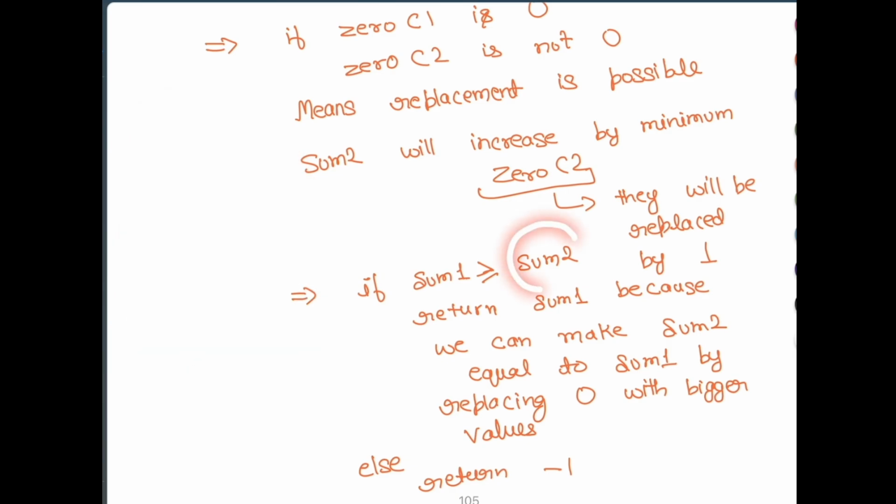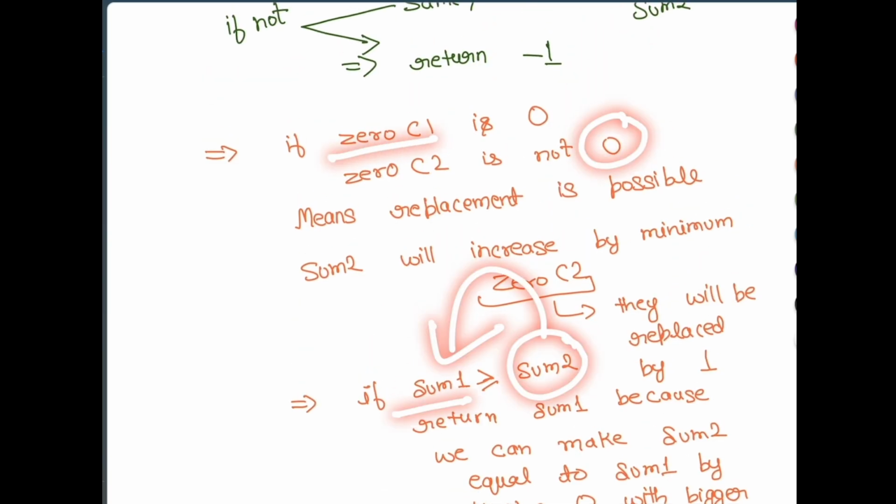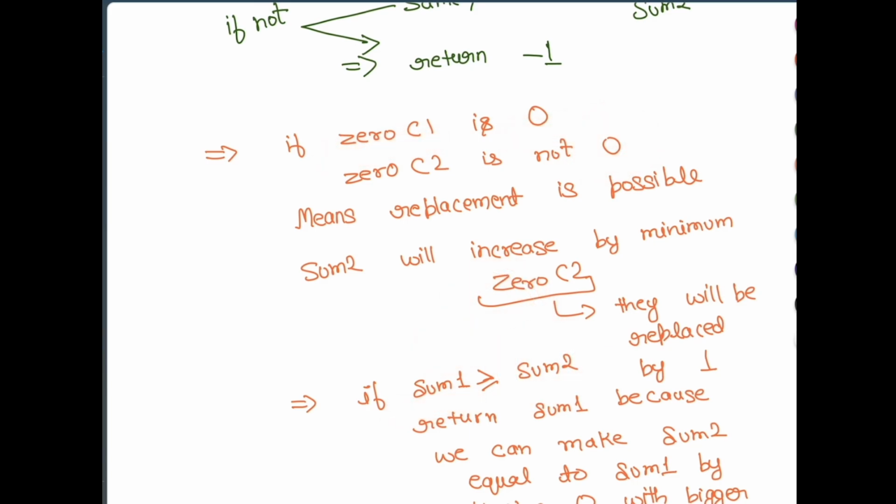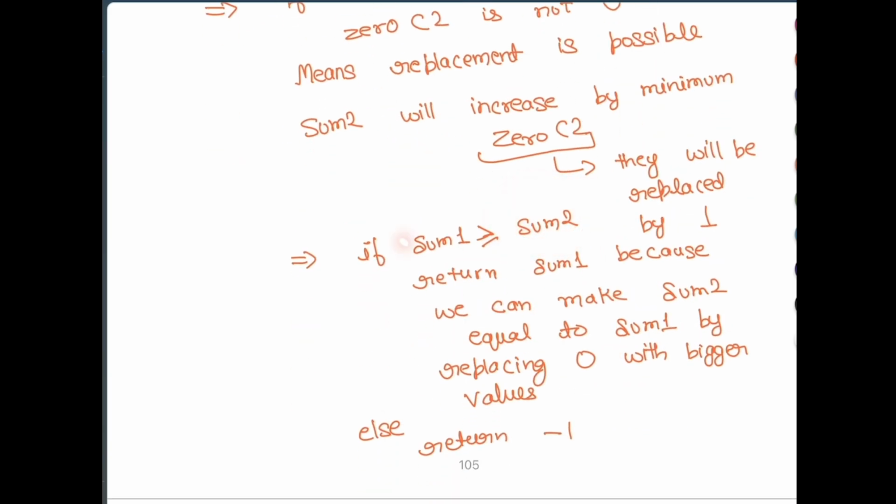See, if the sum 2 is less, but we have few zeros, right? So we can replace those zeros with any number. So we can increase this sum 2 equal to sum 1, right? Sum 1 is fixed. Sum of the first array cannot be changed because the 0 count in the first array is 0. So we can only change the sum of the second array. And once we change it with 1, that is, once we find what is the minimum possible sum for the sum 2 array, if it is less than the sum 1, we can increase the number. We can replace it with bigger values. Instead of 1, we are going to replace it with bigger values. So sum 2 can be equal to sum 1, right?